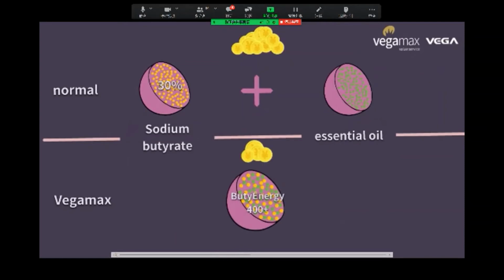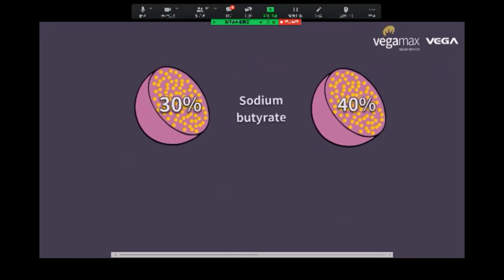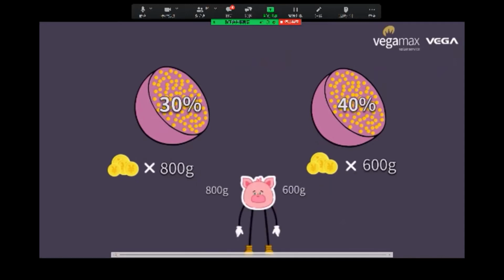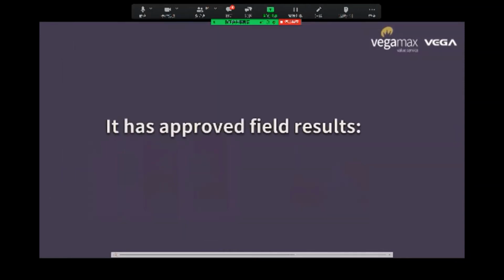In the meantime, pyrite content in P-Energy 400 Plus is elevated from 30% to 40% without elevating cost. Higher content leads to lower dosage, so as to lower down cost. Finally, P-Energy 400 Plus can save cost for producers at least 20% to 50%. It has approved field results.